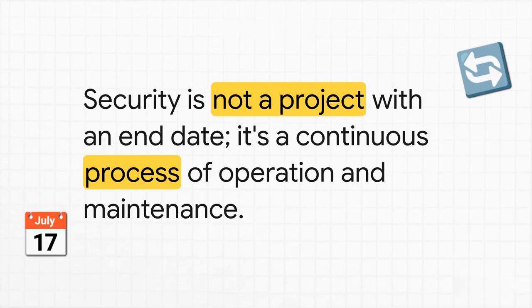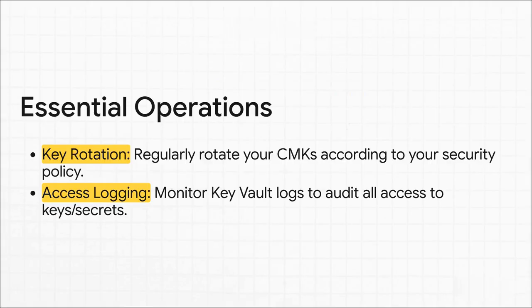But here's something you absolutely have to remember. A secure architecture isn't a set-it-and-forget-it kind of deal. Security is a process. It's something you have to operate and maintain for the entire life of your system. And there are two operational practices that are non-negotiable. First up, key rotation. You need a policy and you need to stick to it for regularly creating new keys. This limits the blast radius if a single key were ever compromised. Second, logging. You have to turn on and, more importantly, monitor the access logs on your key vault. Think of it as your digital security camera. It gives you a perfect record of who accessed what and when.